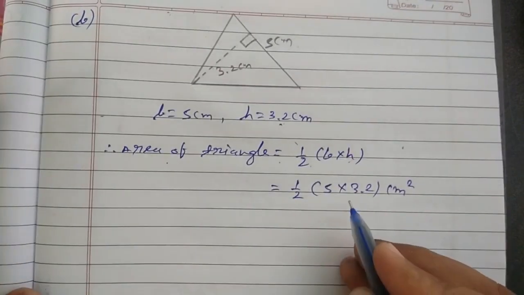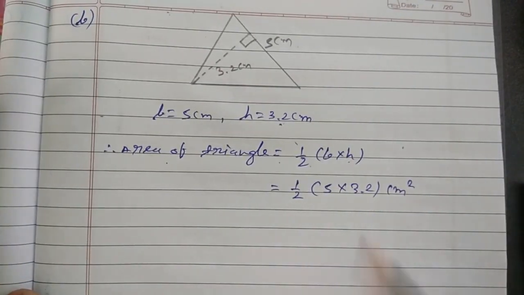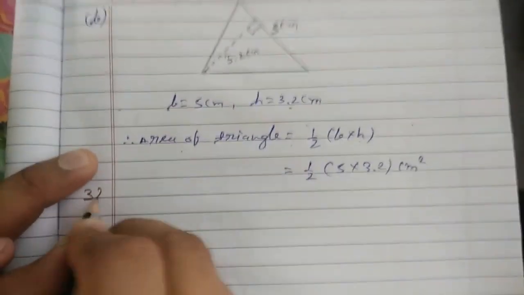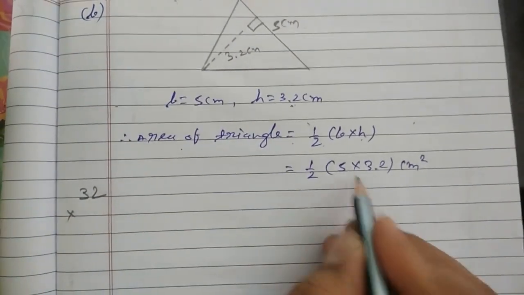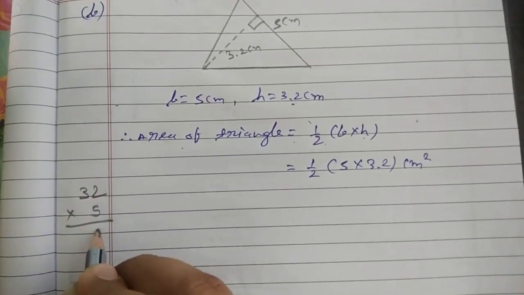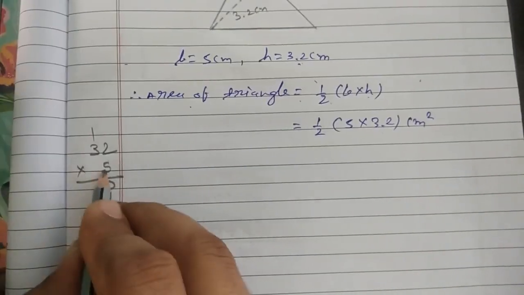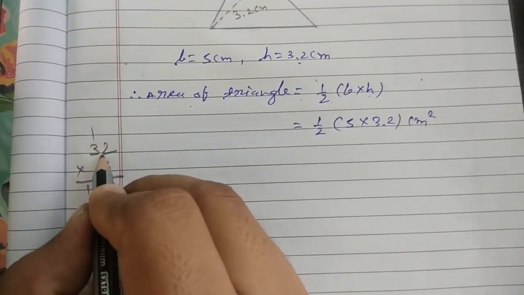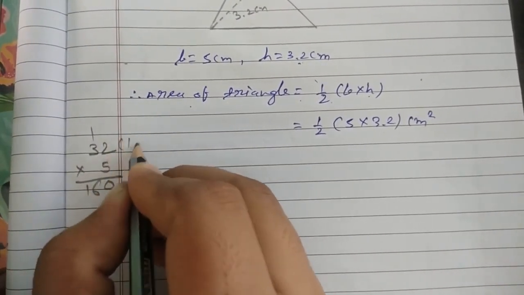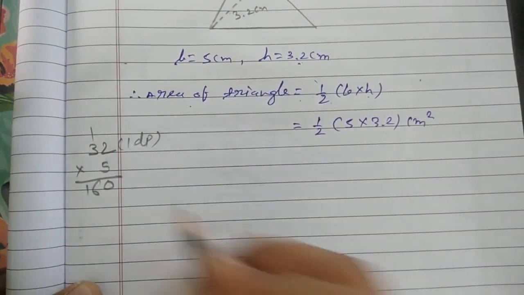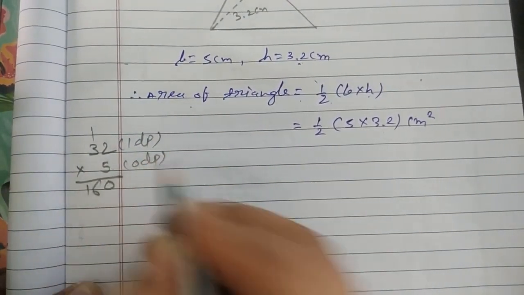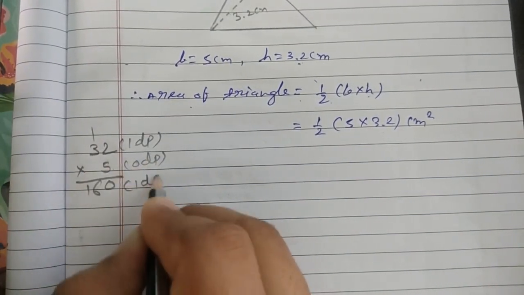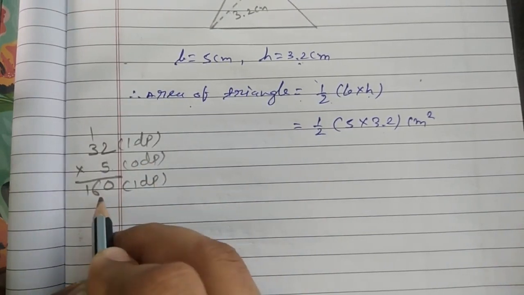So now here we will do multiplication. As we know that this 3.2 is a decimal number, so we will convert 3.2 into 32 multiplied by 5. 2 5s are 10, 3 5s are 15, plus 1 is 16, so 160. Here in 3.2 how many decimal places are there? 1 decimal place, and in 5, 0 decimal places. So 1 plus 0, that is 1 decimal place. So our answer will come in 1 decimal place.